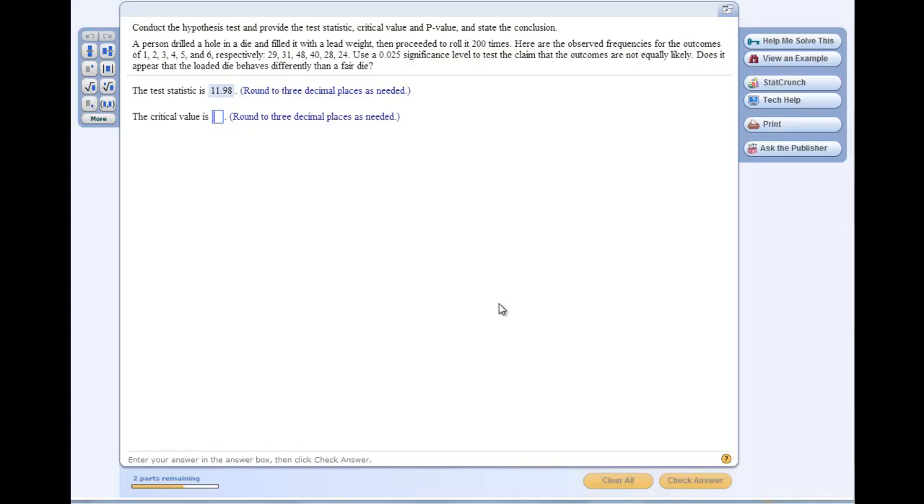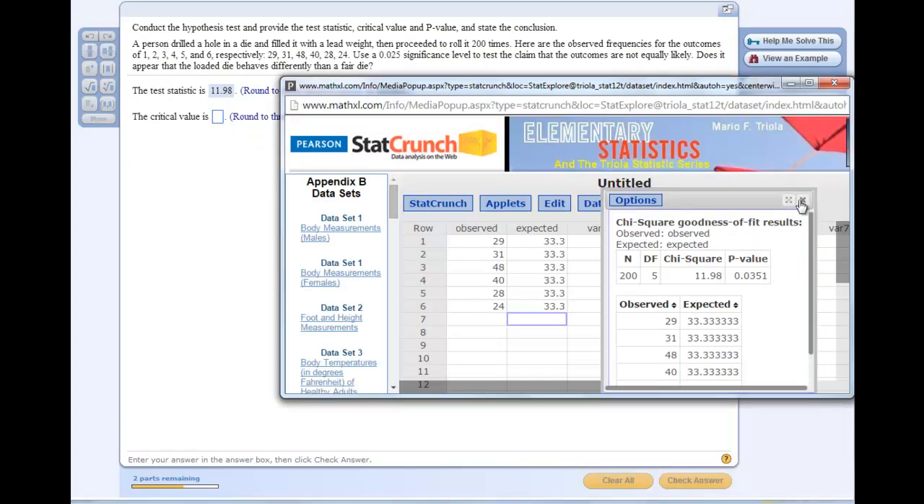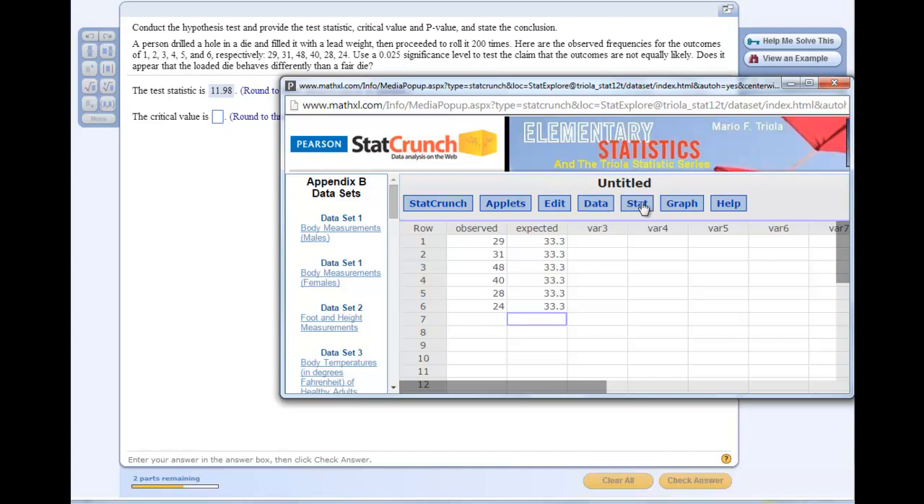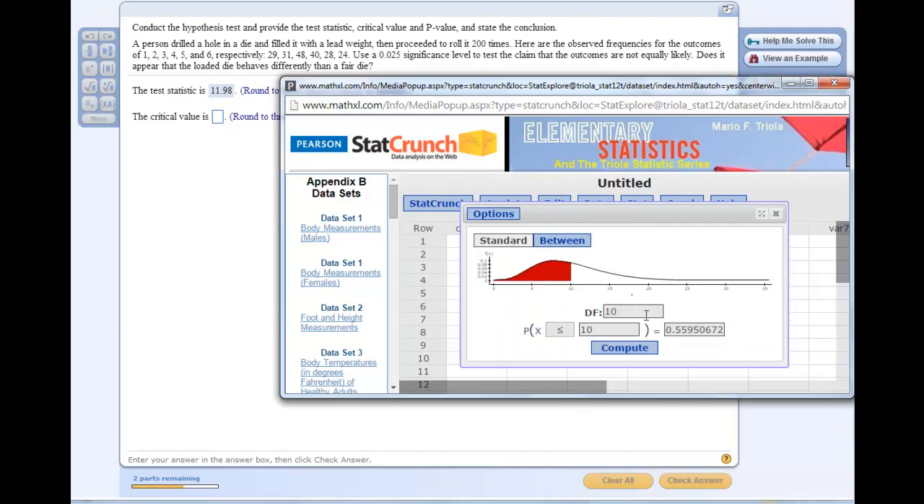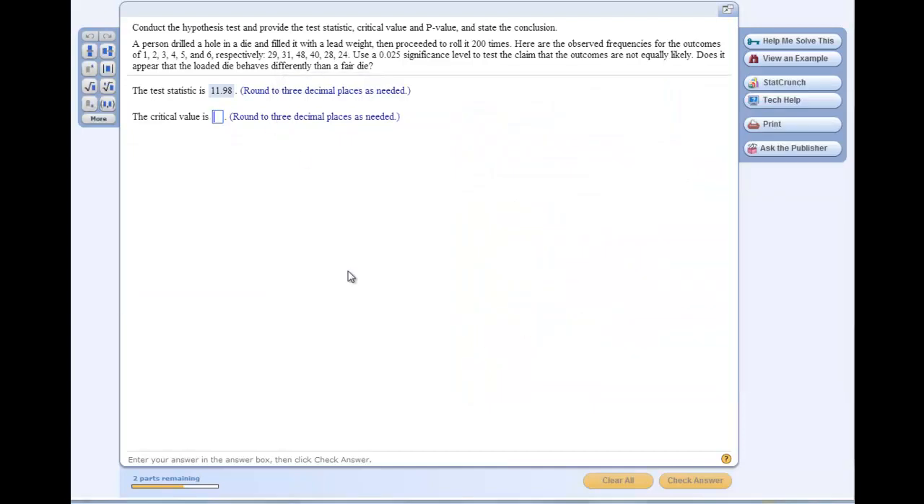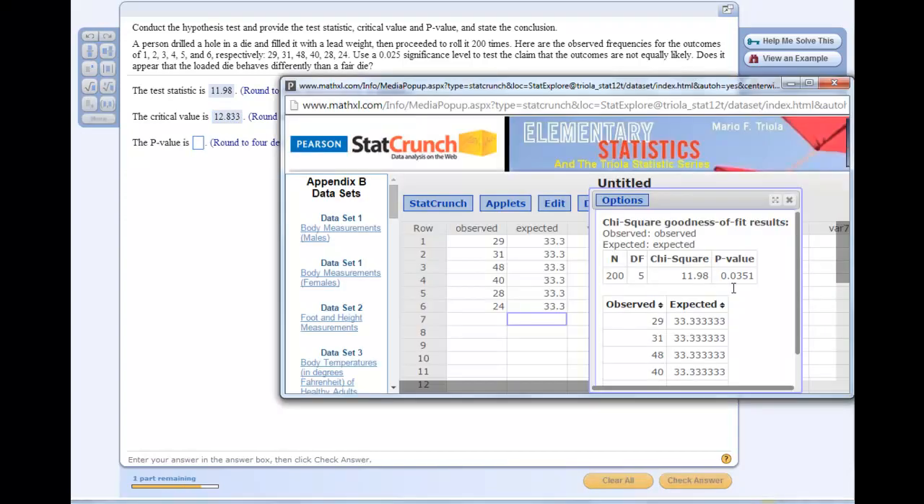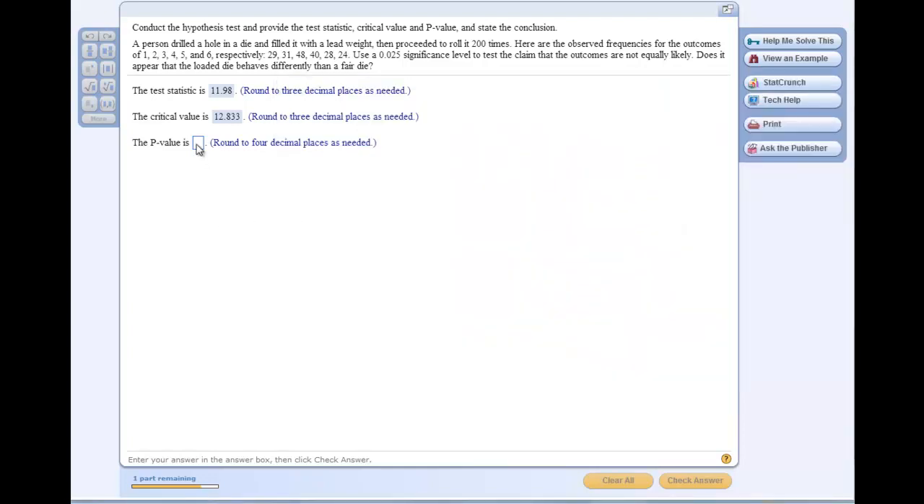The critical value we will get from a chi-square calculator. So we'll click Stat, Calculators, chi-square. The degrees of freedom are 1 less than the number of categories, so 6 minus 1 is 5. And our alpha value is 0.025. We'll click greater than. We're supposed to round to 3 decimal places, so we'll have 12.833. The p-value is 0.0351.